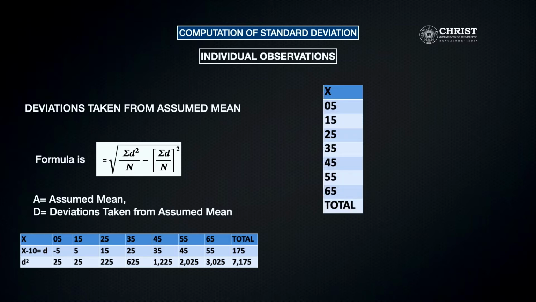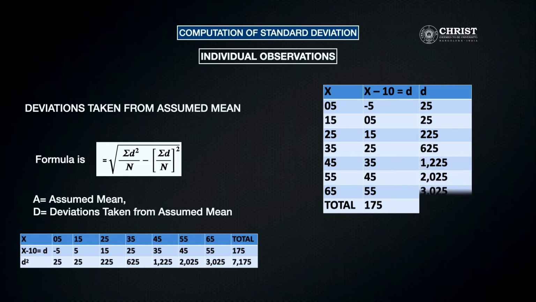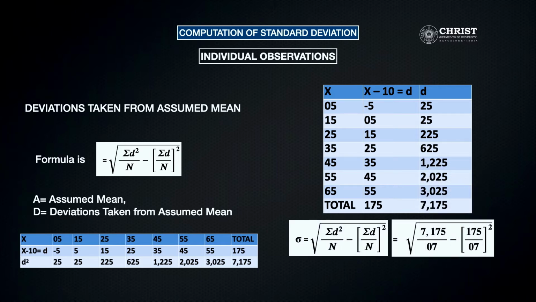Now we have to see the values. Standard deviation is the square root of sigma d square divided by n minus sigma d by n the whole square. Substituting the values, 7175 divided by 7 minus 175 divided by 7 squared, and taking the square root. So the value is 20.